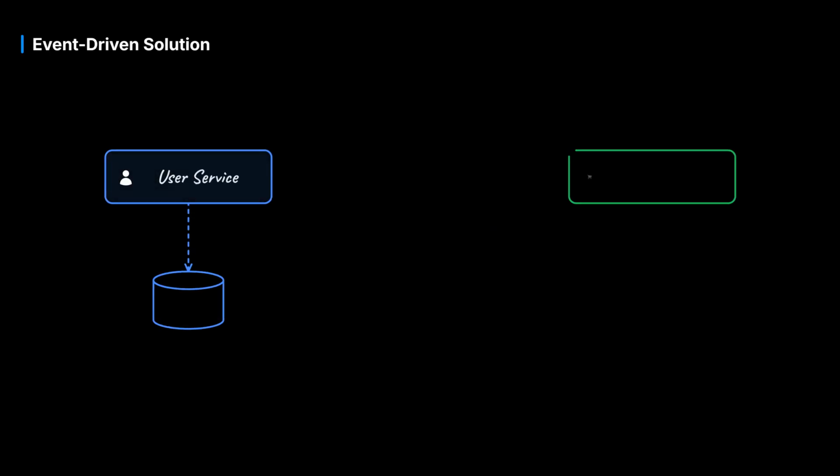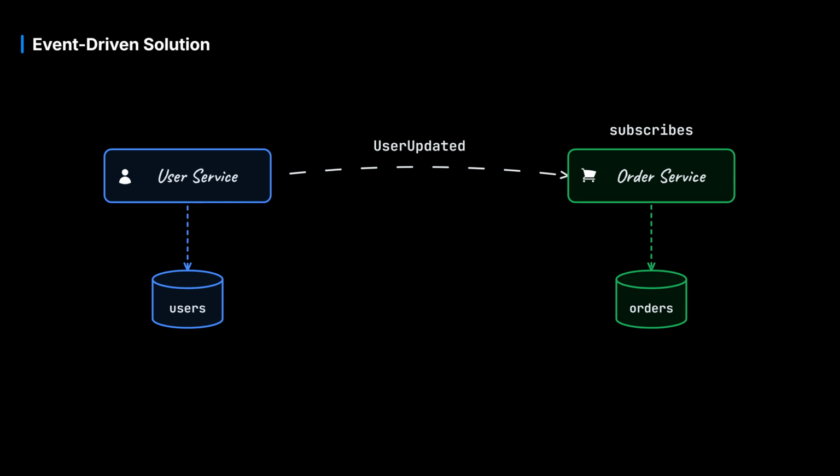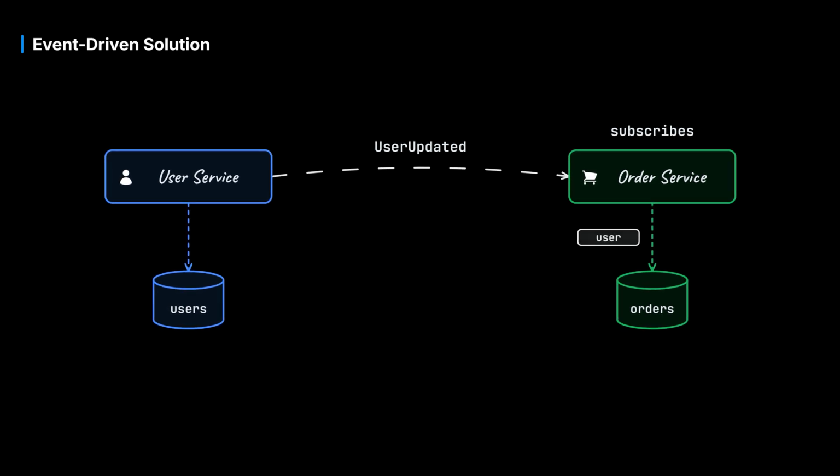The common solution for this is data duplication using events. Suppose a user updates their email. The moment this happens, the user service publishes an event. Let us call it user updated and broadcasts it out. Now any service which is interested can subscribe to it. The order service is listening, it hears user updated and quietly updates its own local copy of that user's information.